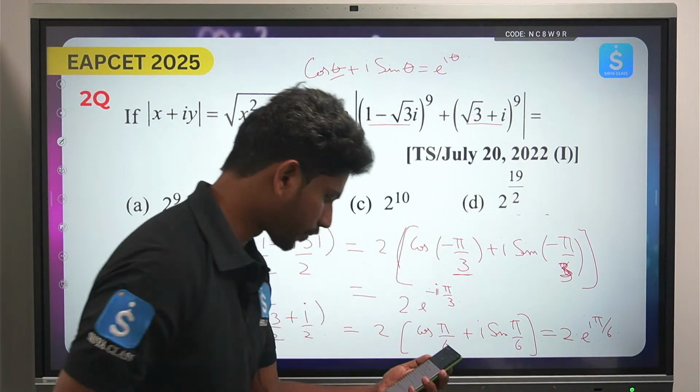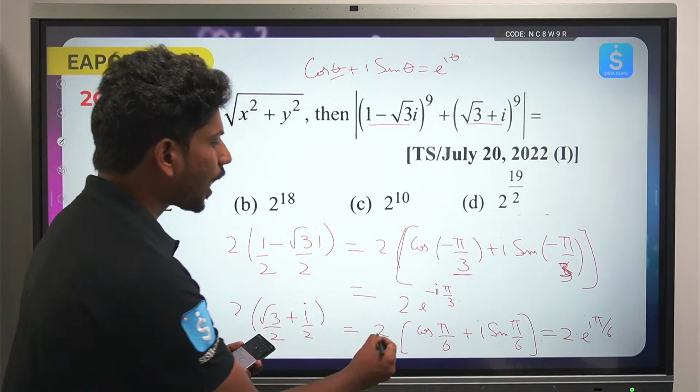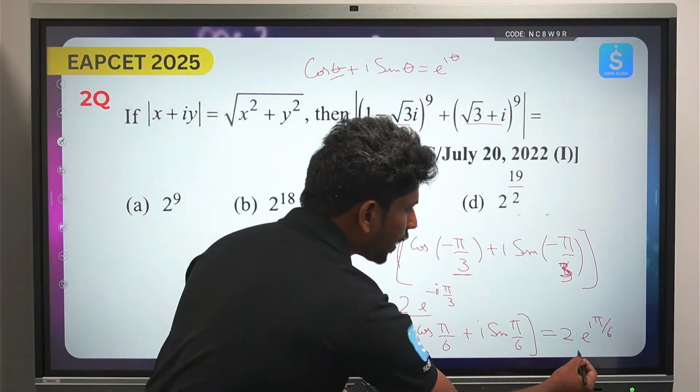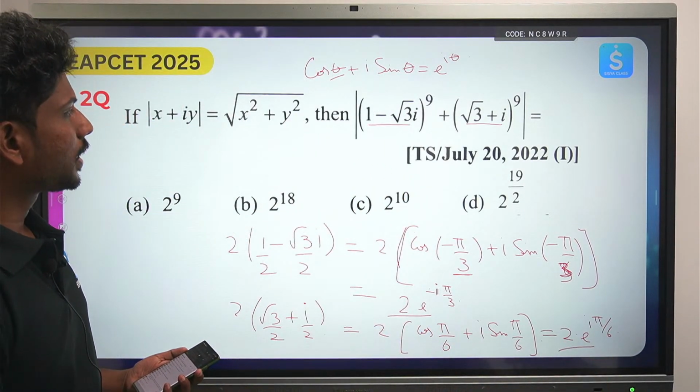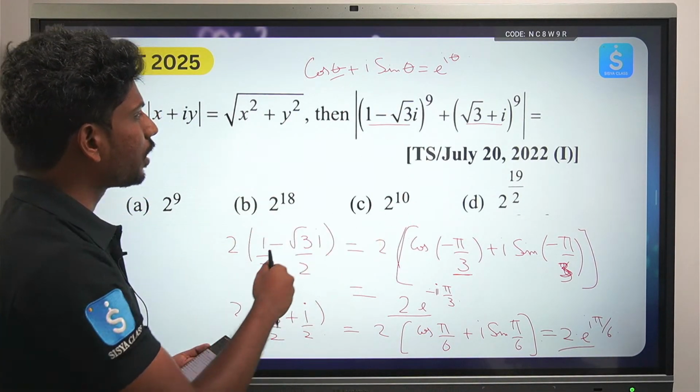Is this okay? Right? So I have derived the two things, 2 e power minus i pi by 3 and 2 e power i pi by 6. Now directly substitute them, and we'll see what answer you get.